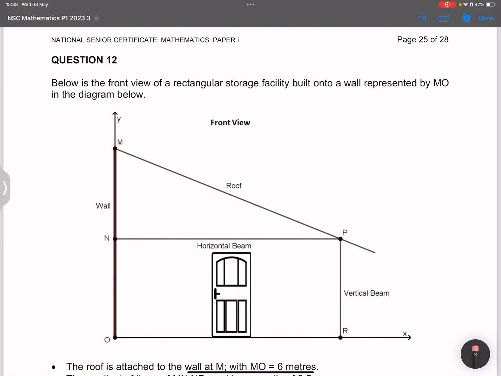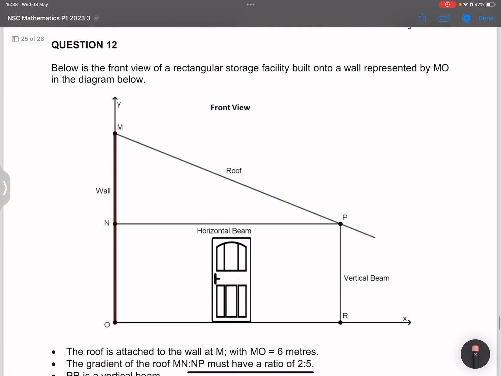Off to question 12 we start. They say below is the front view of a rectangular storage facility built onto a wall represented by MO. There is our wall, which is MO, right? I'm just trying to indicate it with our pen. So MO in the diagram.